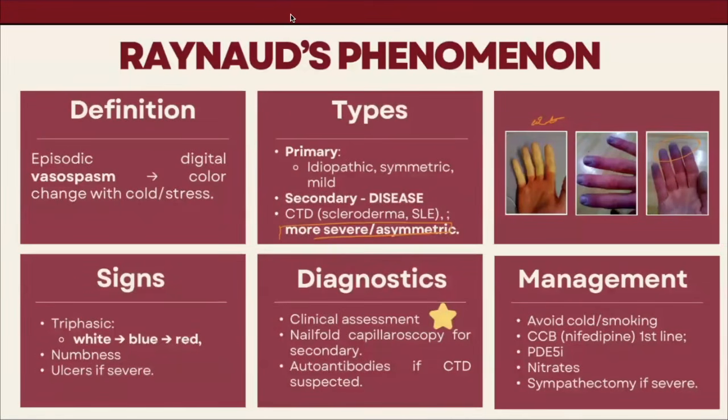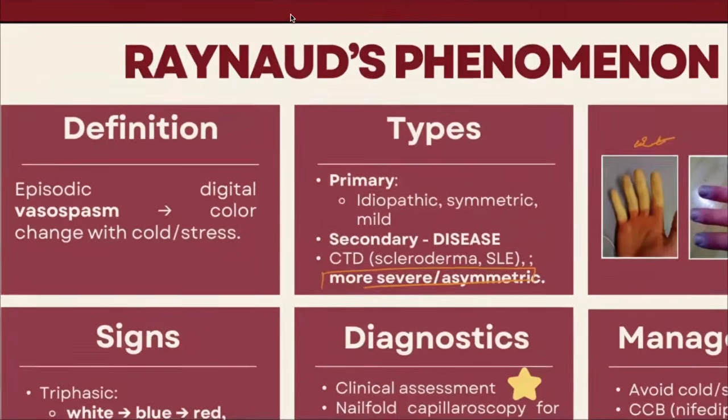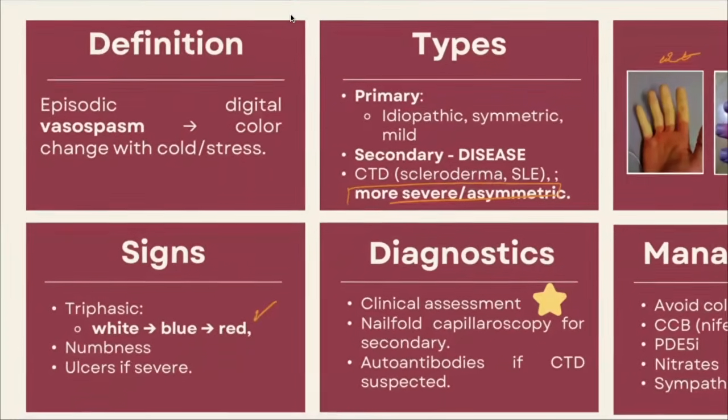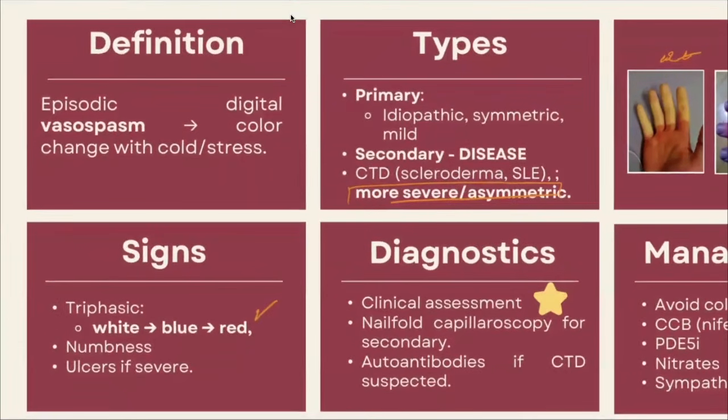Now, signs, as we mentioned, are the color changes. First of all, it's triphasic, so it can change colors from white to blue to red, and it can cause numbness in the area. Again, that's due to low blood supply there. And if it's very severe, it can cause ulcers.